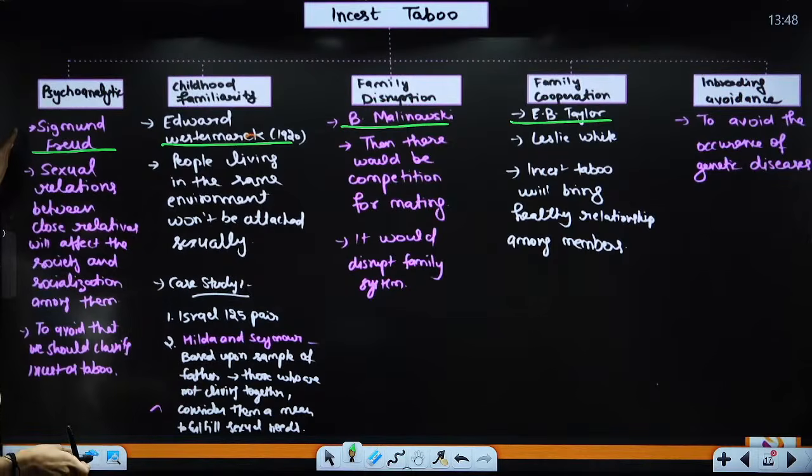Here the first part, psychoanalytic, is Sigmund Freud. Sigmund Freud mentioned that sexual relationships between close relatives will affect the society and socialization among them.